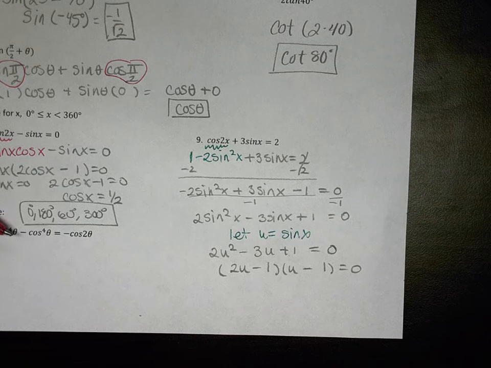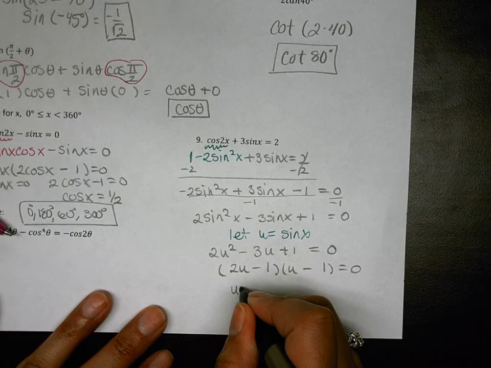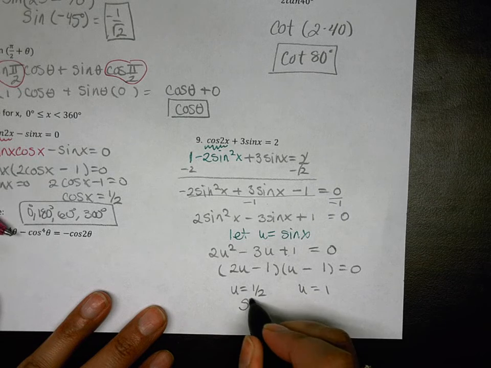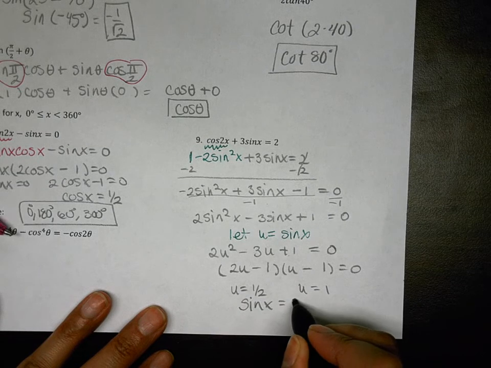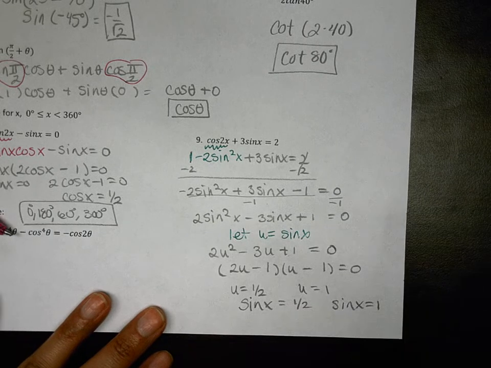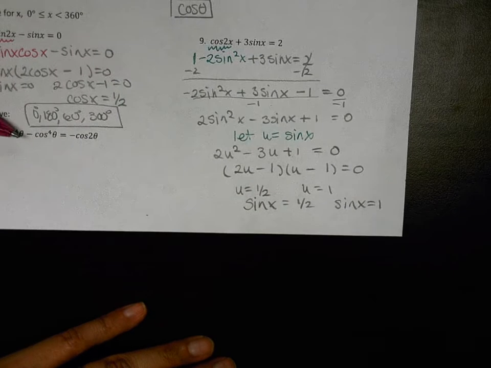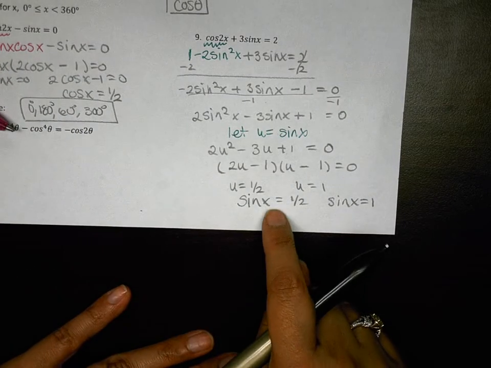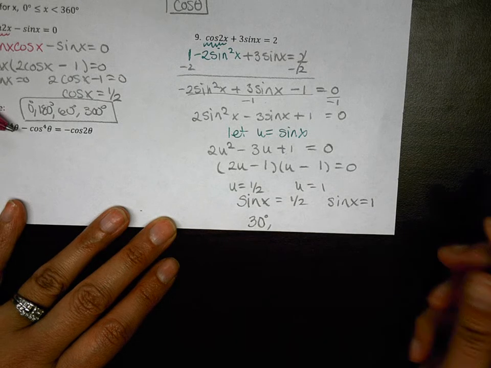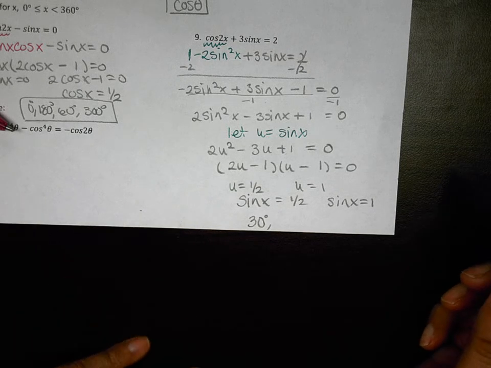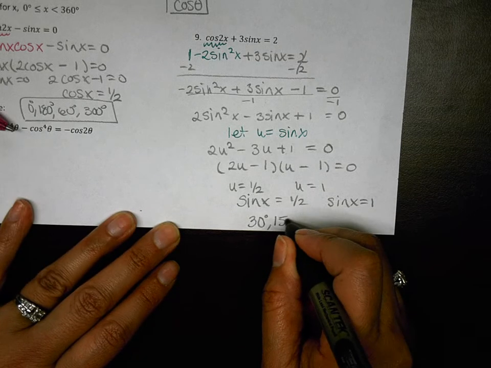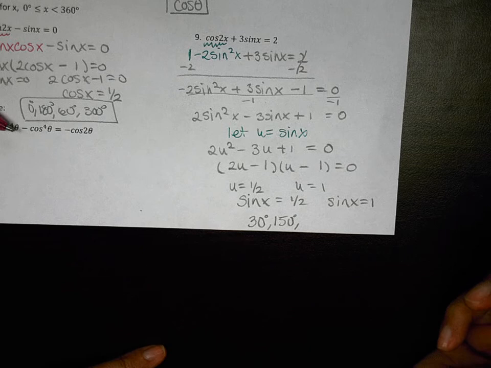So set equal to 0, you get u equals 1/2. U equals 1. Sine x equals 1/2. Sine x equals 1. And you solve. Group your answers together. What do you get for sine x equals 1/2? 30 and what? Anyone else get that? 30 and 150? Put those two together, and then what do you get for sine x equals 1?